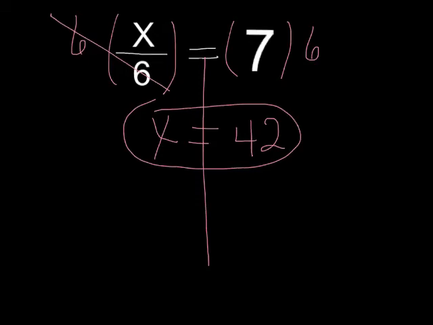When you only have one thing happening to the variable, you only have one thing to undo, we call that a one-step equation. And these are the types of equations that a lot of times you're going to be able to look at them and get the answer. When you look at x divided by 6 equals 7, you should be thinking, oh, some number, when you divide it by 6, the answer is 7. It should jump out at you that that number is 42. But this is how we show our work.